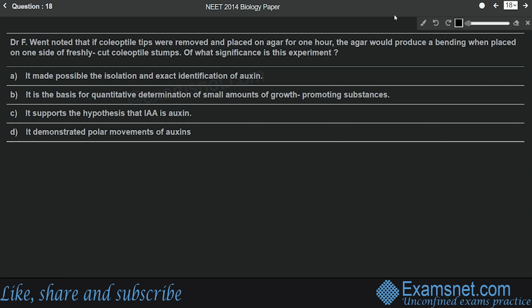Question number 18 is from the chapter Plant Growth and Development, and the question is, Dr. F. Went noted that if coleoptile tips were removed and placed on agar for 1 hour, the agar would produce a bending when placed on one side of freshly cut coleoptile stumps. Of what significance is this experiment? Option A, it made possible the isolation and exact identification of auxin. Option B, it is the basis for quantitative determination of small amounts of growth promoting substances. Option C, it supports the hypothesis that indole 3-acetic acid is auxin. And option D, it demonstrated polar movements of auxins.